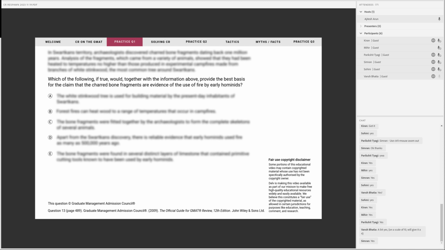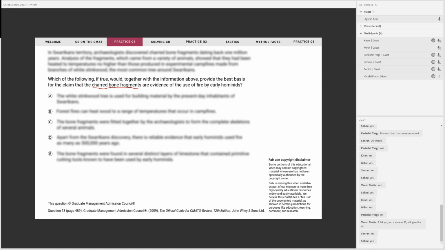Yes, sir. Got it. Okay, now let me give all of you feedback on what you said. Shohini, you did classify the question correctly, and you did summarize most of it. The one thing that you missed out is this charred bone fragments bit. If I remember correctly, what you said is we have to show that early hominids used fire. I'm not 100% sure, but I think that may have been what you said. That's fine. Yes, we have to show that, but we also need to remember the question is not just asking us to show that early hominids used fire. It's asking us to provide the best basis for the claim that the charred bone fragments are evidence of the use of fire. So we don't want to just show that early hominids used fire. We want to use the charred bone fragments as evidence of that. So that's something you could have added.